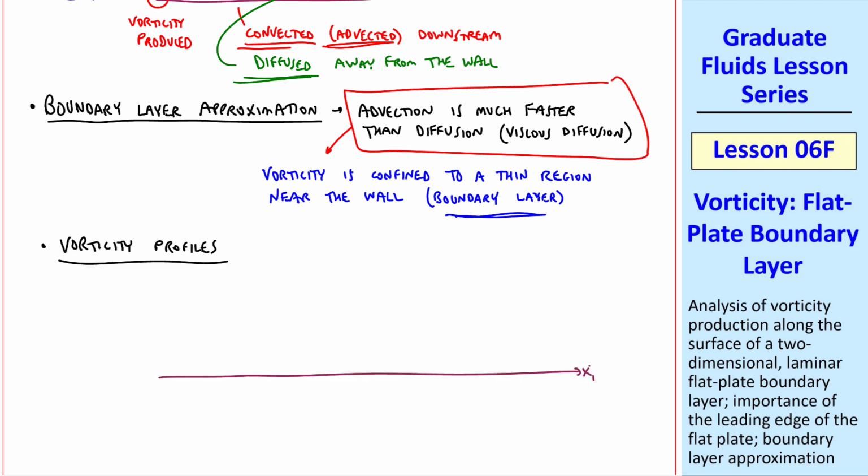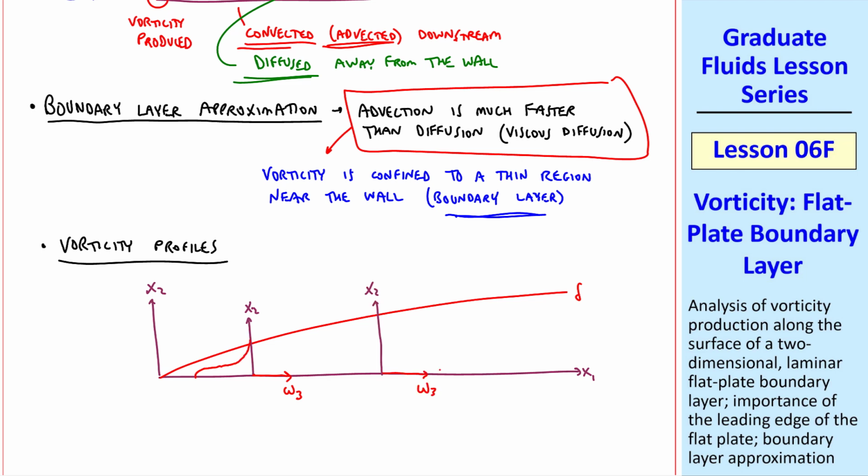If this is our flat plate, and this is our exaggerated boundary layer thickness, vorticity profiles, namely omega-3 as a function of x2, will look something like this, very close to the leading edge, but farther downstream, the vorticity magnitude decreases, but it diffuses outward as it advects downstream. Even farther downstream, the magnitude decreases more and it spreads out more. Since all the vorticity is produced here, vorticity can only be redistributed downstream. No new vorticity is being produced in this flow.